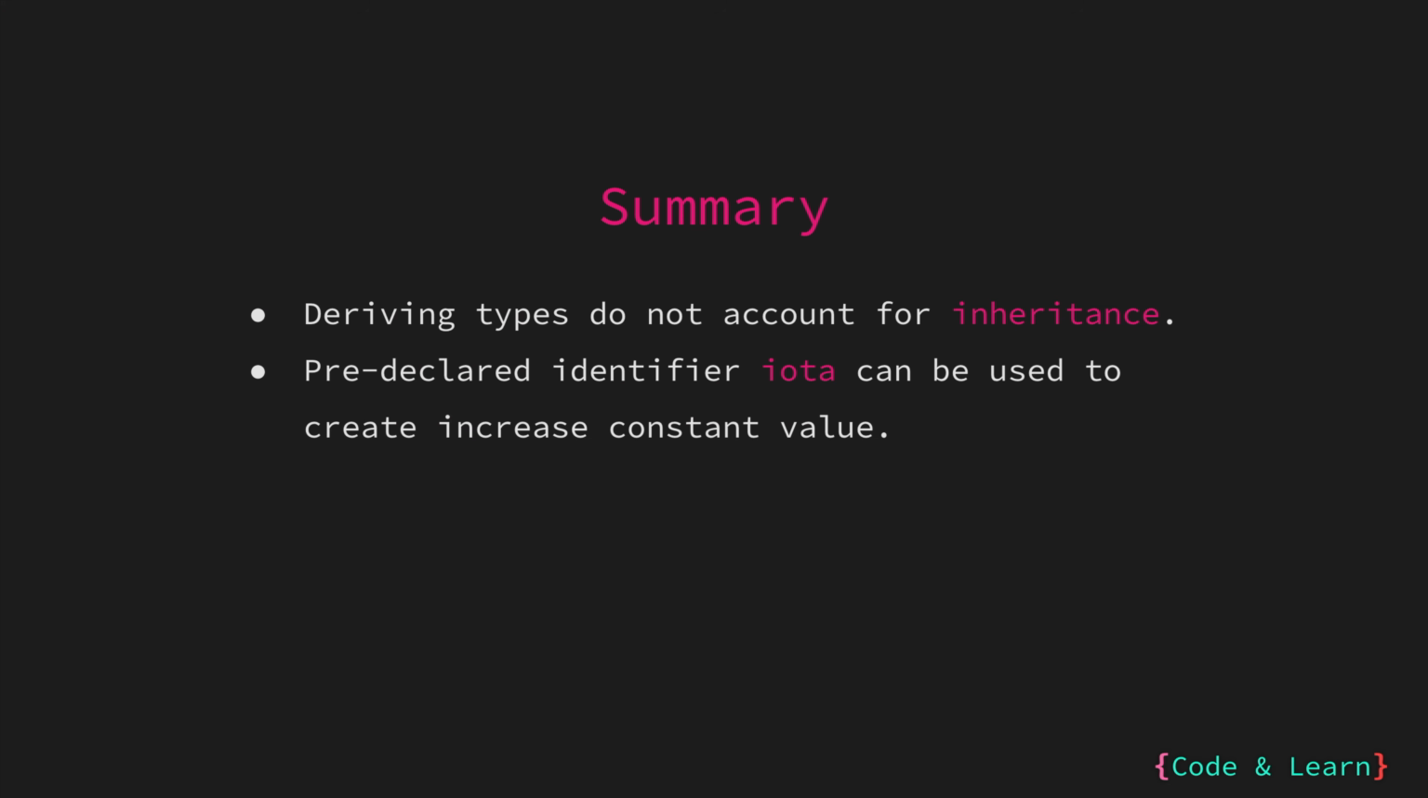Let's summarize what we learned in this lesson. We talked about the process of creating new types by using existing built-in types or custom created types. It's important to note that when deriving types in Go, inheritance is not taken into account. We also learned that using pre-declared identifier Iota to create a set of constant values. To sum it up, Go does not support enumeration or inheritance, but it has its own way of doing similar things with Iota and embedding, which we will look at in the next lesson.